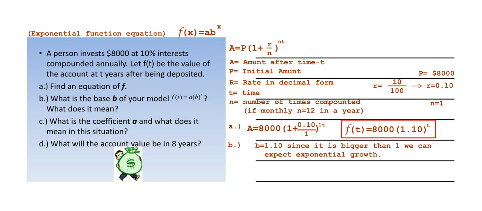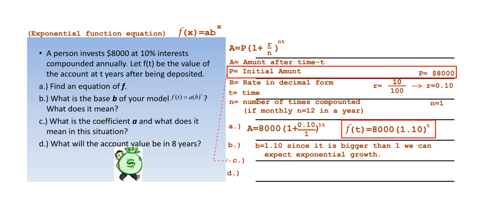Okay, let's go to C. C, what is the coefficient and what does it mean in this situation? Notice it has it in red. That's because we've already completed that one, not quite by accident, but by choice. A is P up at the top. P is the initial amount. So the initial amount was $8,000. So there's our answer for C. A is the initial amount, 8,000, and it's basically what we started with.